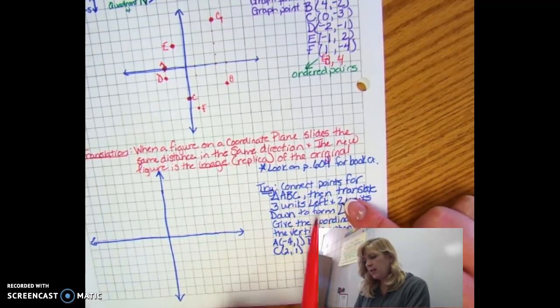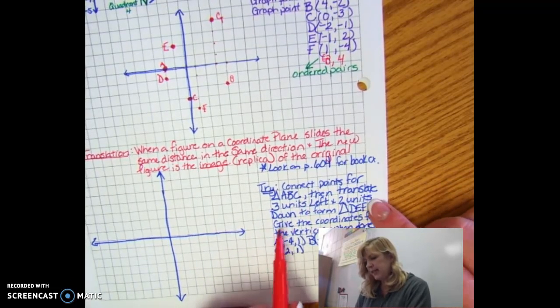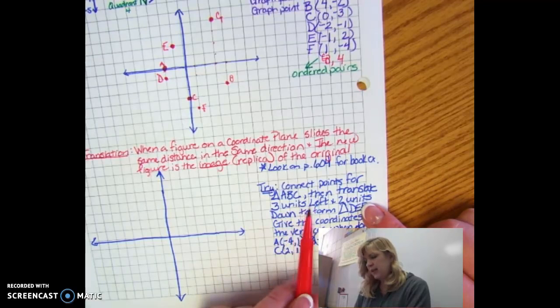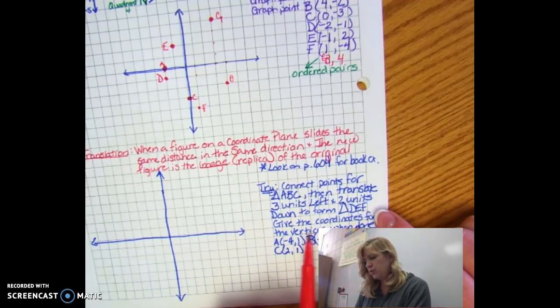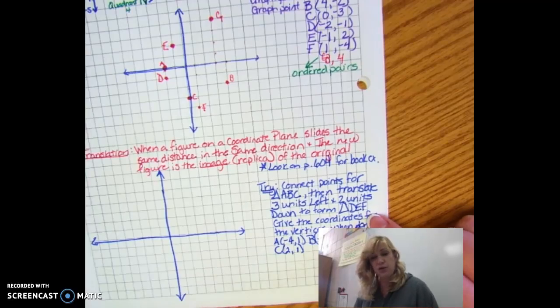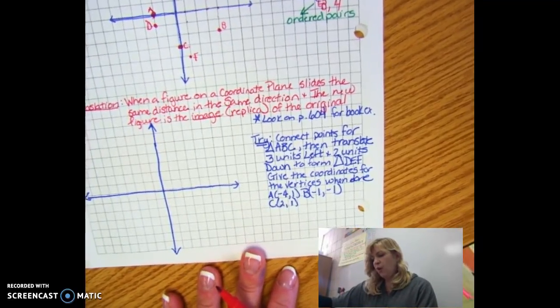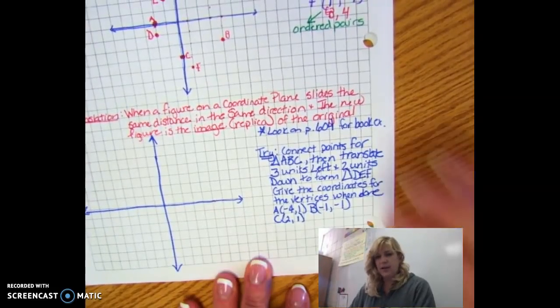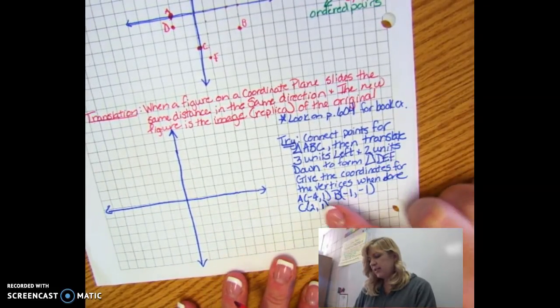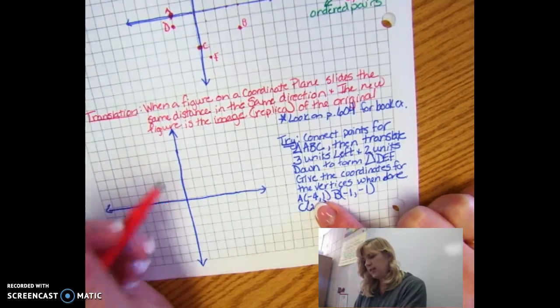We're going to try to connect the points for a triangle ABC and then translate it 3 units to the left and 2 units down to form a new triangle called DEF. So we're going to give the coordinates for the new vertices. So what we do is they gave us the first triangle. So we need to do that.